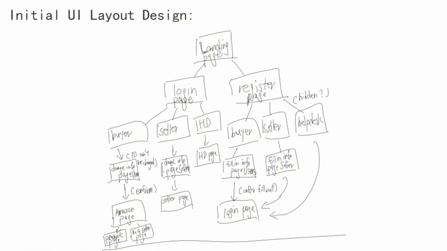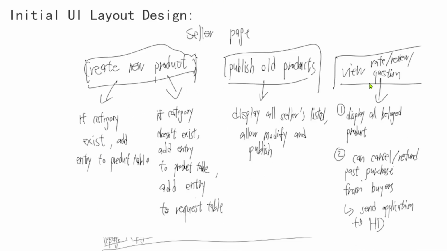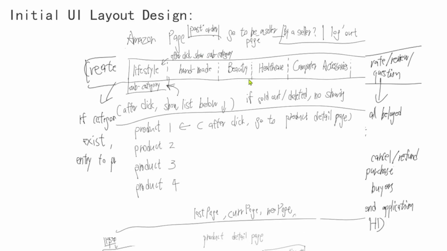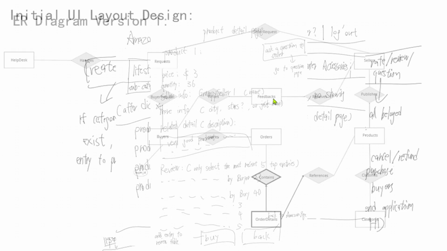We had initial designs for different pages of the project. We have the landing page. Right now is the initial structural design, and we have a simple UI design for the different pages: seller, buyer, product page, detail page, everything.